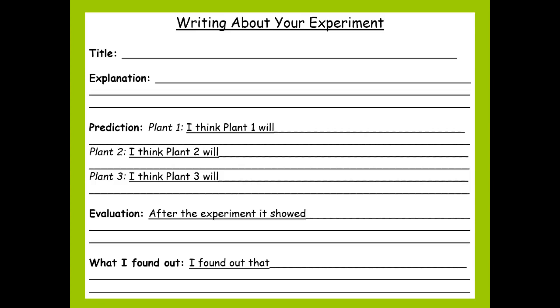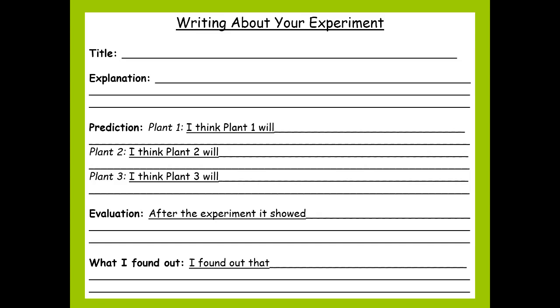Now here you have 3 predictions. We've got 3 plants. I've started you off with each of those sentences. Plant 1, I've said, I think plant 1 will, and then you need to say what you think is going to happen. For plant 2, I think plant 2 will, and then again, what do you think will happen in the conditions in the ISC classroom? Finally, for plant 3, I think plant 3 will, then you need to say what you think will happen to the plant that's been left outside.